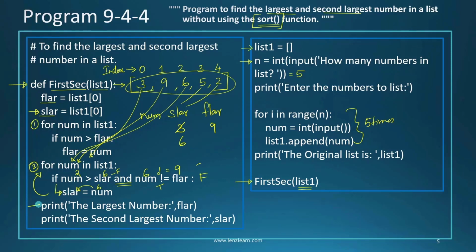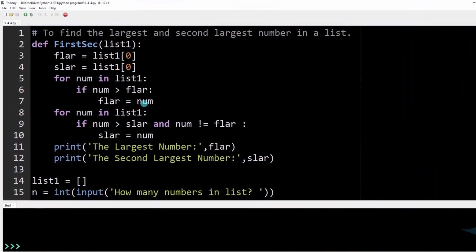Now I have to just print the largest number is FLAR, so that is 9, and the second largest number is SLAR, that is 6. Okay, so now you can see we got the right output. This is the largest element, this is the second largest element. So now let us run this program. So our program is ready.